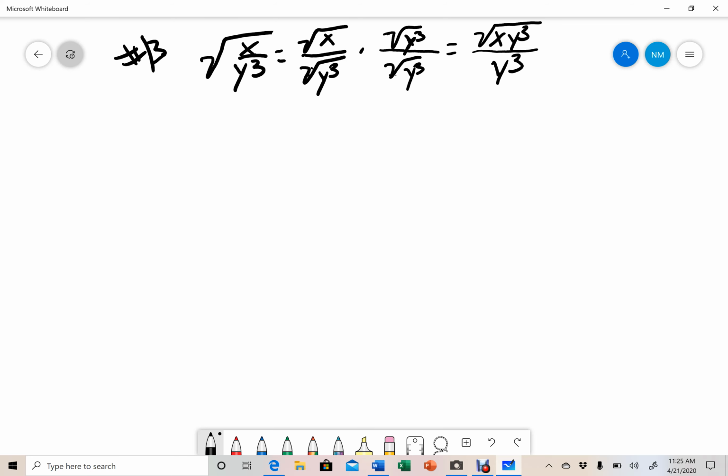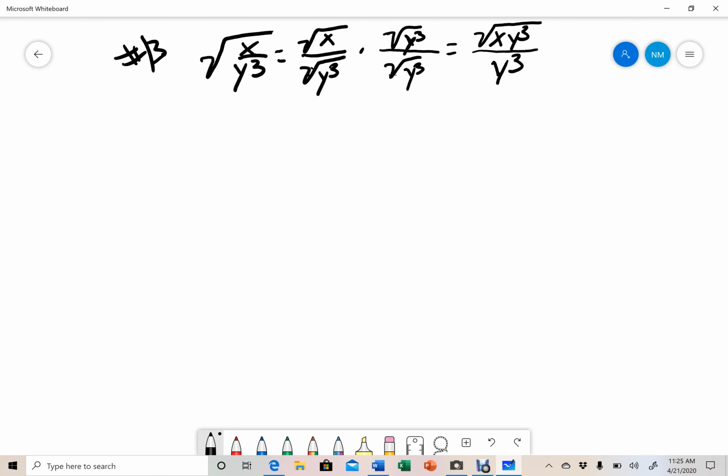Okay, now looking at this here, we multiply these together. Remember, we can multiply different radicals together. Let me just check this quiz here for a minute. Yeah. Okay, so we can rationalize the denominator by multiplying it by the denominator over the denominator, and that removes our radical sign.